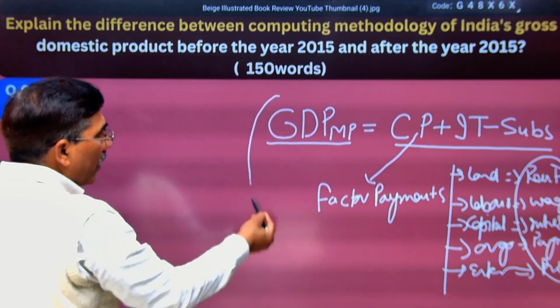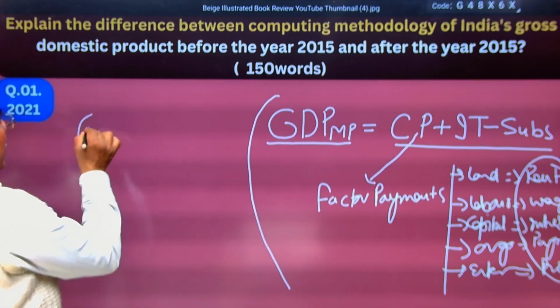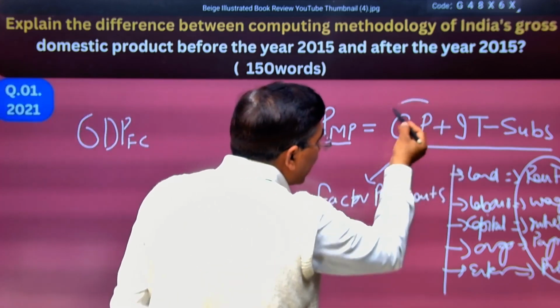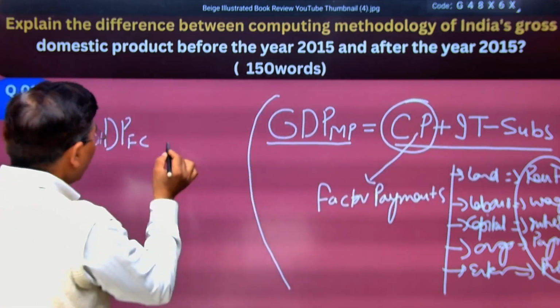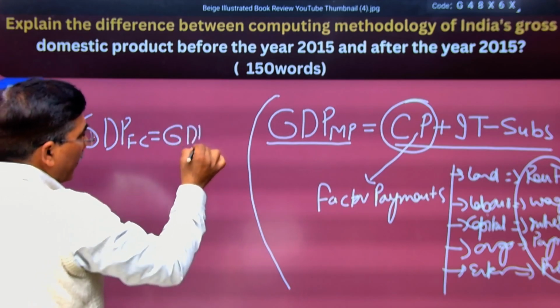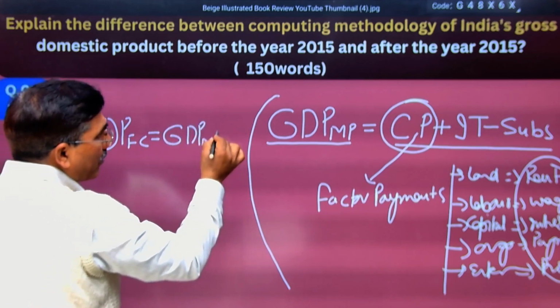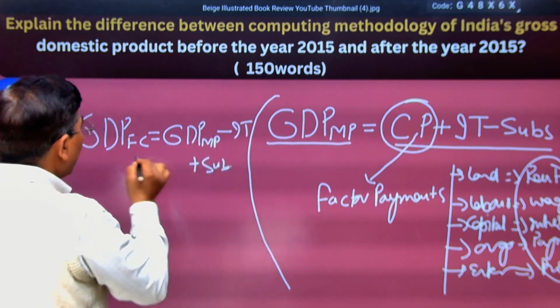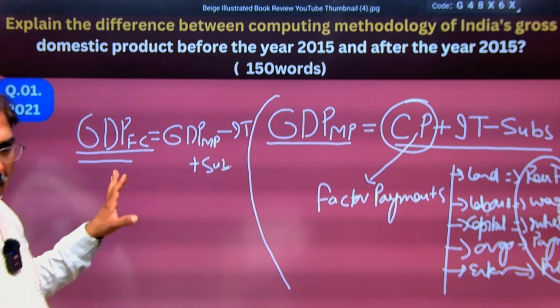As you know, if you are going to calculate the GDP at factor cost, you have to deduct indirect taxes and add subsidy from the GDP at market price. That will be the factor cost. Point two is clear?